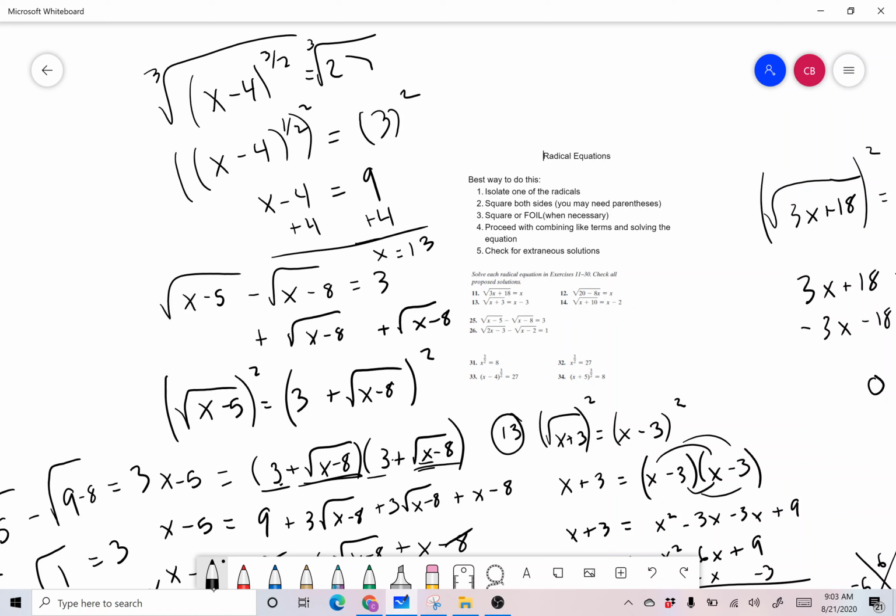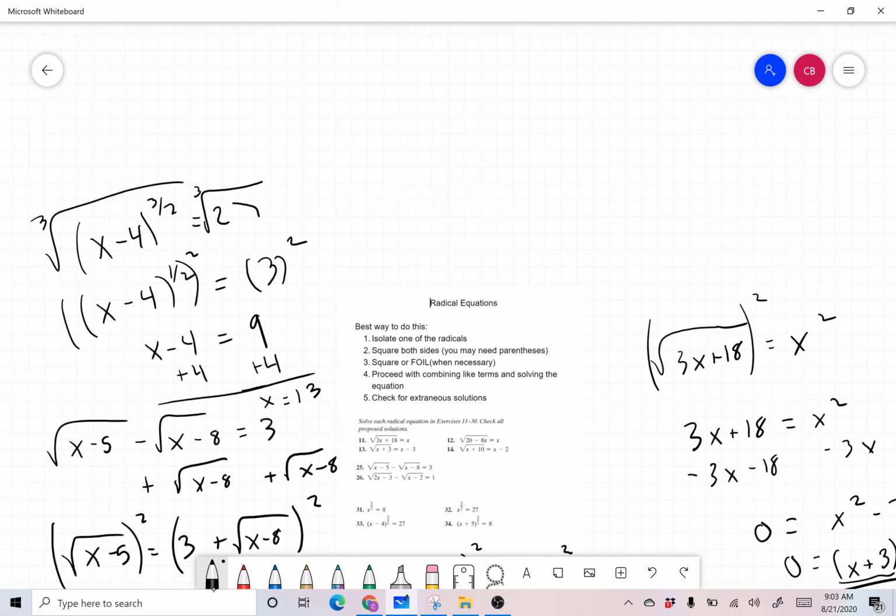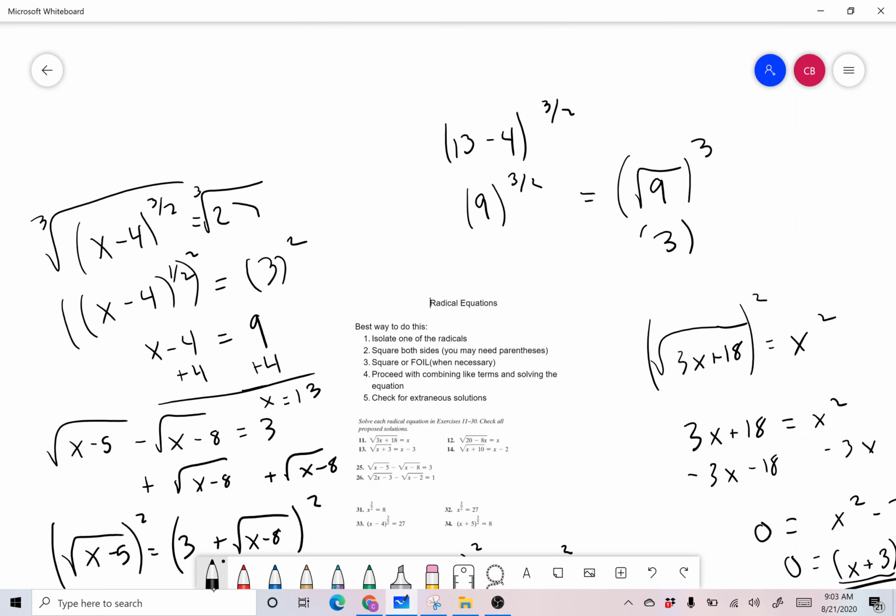If we plug that in, we have 13 minus 4 to the 3/2 power. So that's 13 minus 4, that's 9 to the 3/2 power. This is actually just the square root of 9 cubed, which is 3 cubed, which is 27, which is what the answer says it will be anyway. And so therefore we know we're good on this.